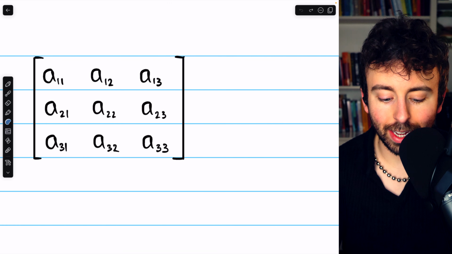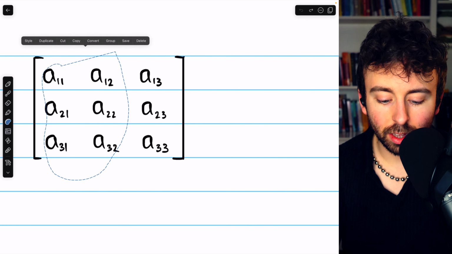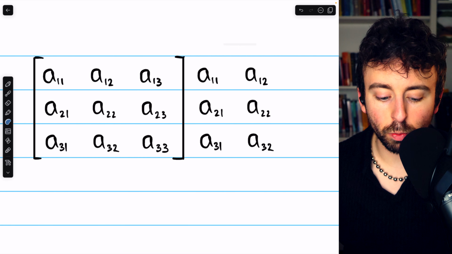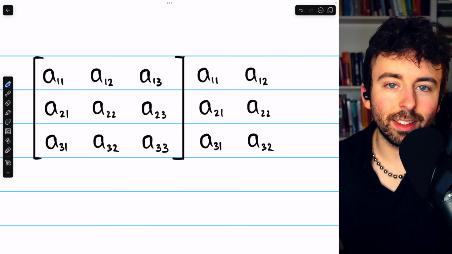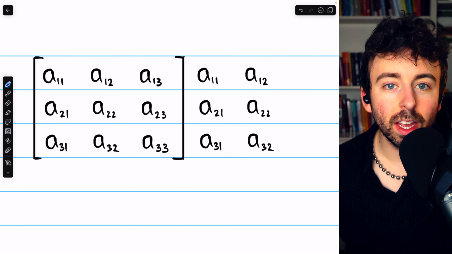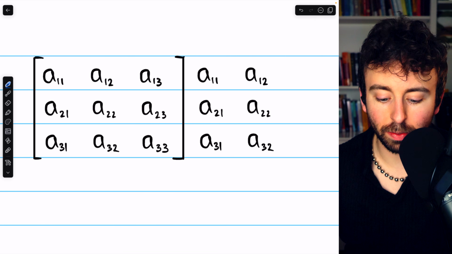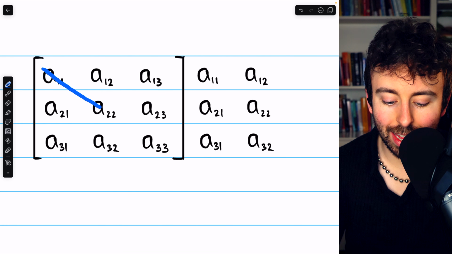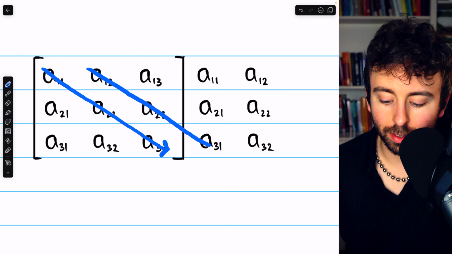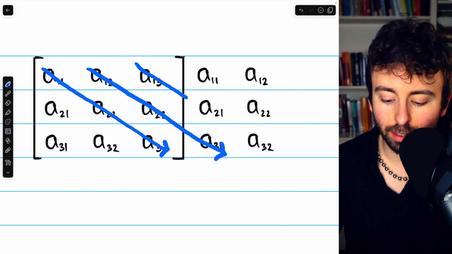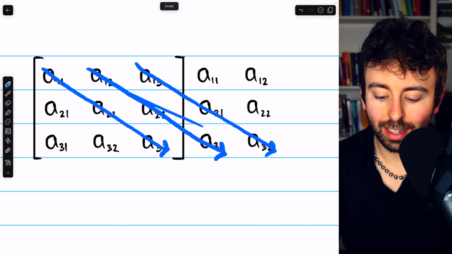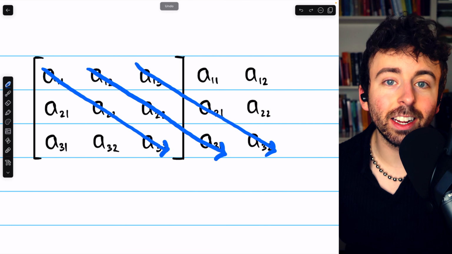The gist of the trick is this. Duplicate the first two columns of the 3 by 3 matrix and put them to the right of the matrix. Then it's easy to express all the diagonals involved in this computation. So here's how you calculate the determinant of the 3 by 3 matrix. You take this rightwards diagonal, and this rightwards diagonal, and this rightwards diagonal, and you should be multiplying across each rightwards arrow and adding all of those together.